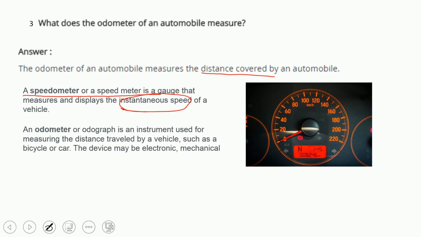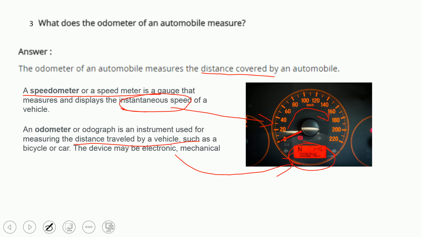Now here look, in this figure, this dial is of the speedometer. Understand? But here you can see the distance traveled. Here you can see how much distance we have traveled. This is the odometer. So the odometer is an instrument used to measure the distance traveled by the vehicle.